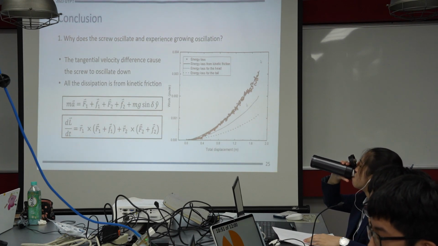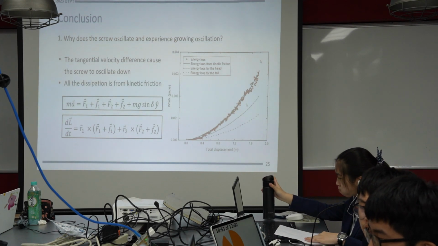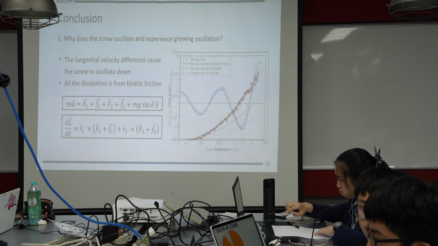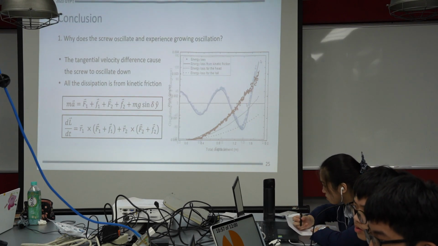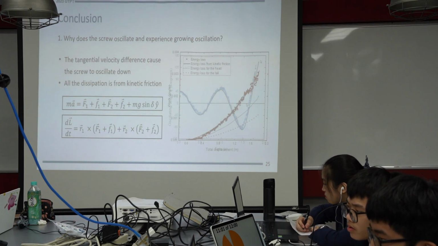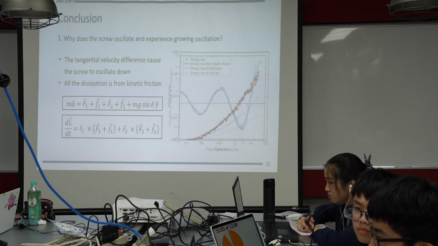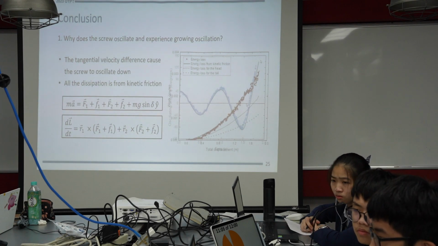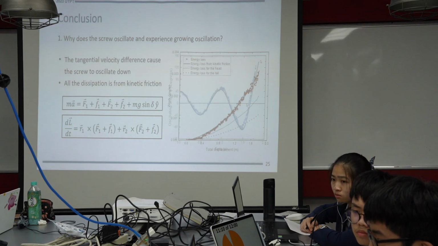So we are able to derive our theory by considering the kinetic friction acting on the screw and also all the forces and the torque acting on the screw. So by comparing our theory and our experimental data, you can see in the right graph that it has a very great agreement between our theory and experiments.